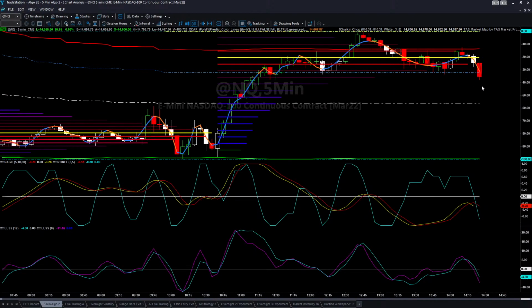Let's go back to where we were, guys. It just broke down to the downside from consolidation, and there we go, right there. My feeling on this is that this is going to go all the way down to here at some point in time. I hope.